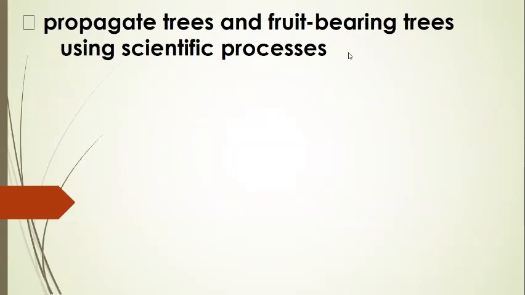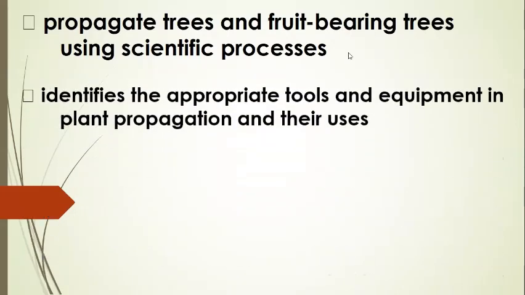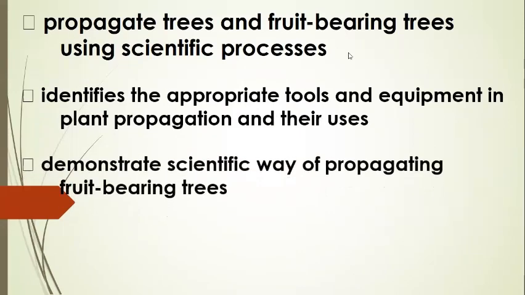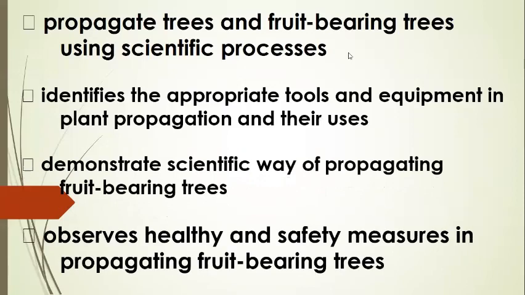1. Propagate trees and fruit-bearing trees using scientific processes. 2. Identify the appropriate tools and equipment in plant propagation and their uses. 3. Demonstrate scientific way of propagating fruit-bearing trees. And 4. Observe health and safety measures in propagating fruit-bearing trees.